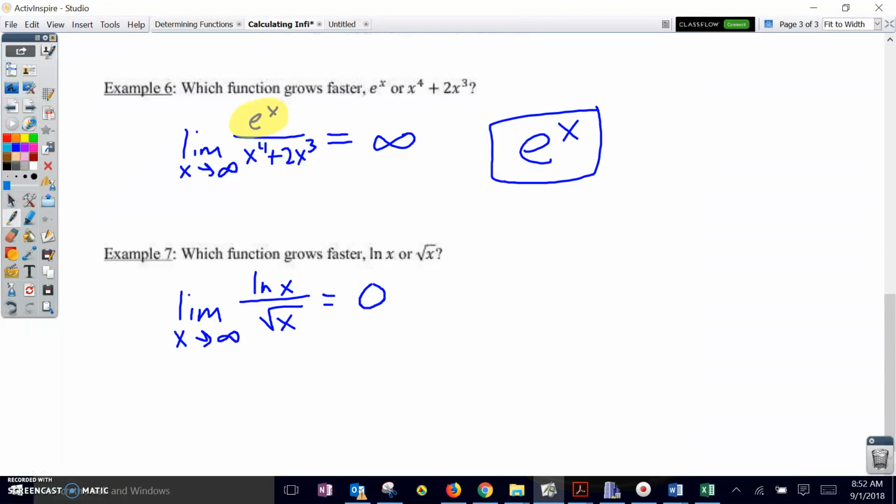What does that indicate to us? Well, that indicates to us that the function in the denominator is growing faster. And so, in this example, square root of x grows faster.